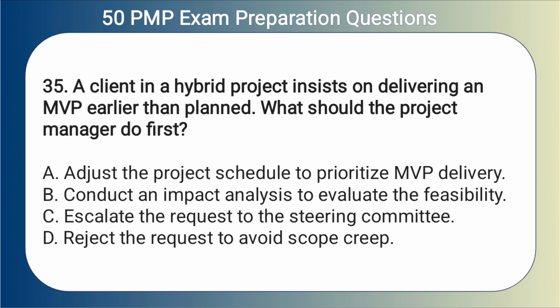35. A client in a hybrid project insists on delivering an MVP earlier than planned. What should the project manager do first? A. Adjust the project schedule to prioritize MVP delivery. B. Conduct an impact analysis to evaluate the feasibility. C. Escalate the request to the steering committee. D. Reject the request to avoid scope creep.